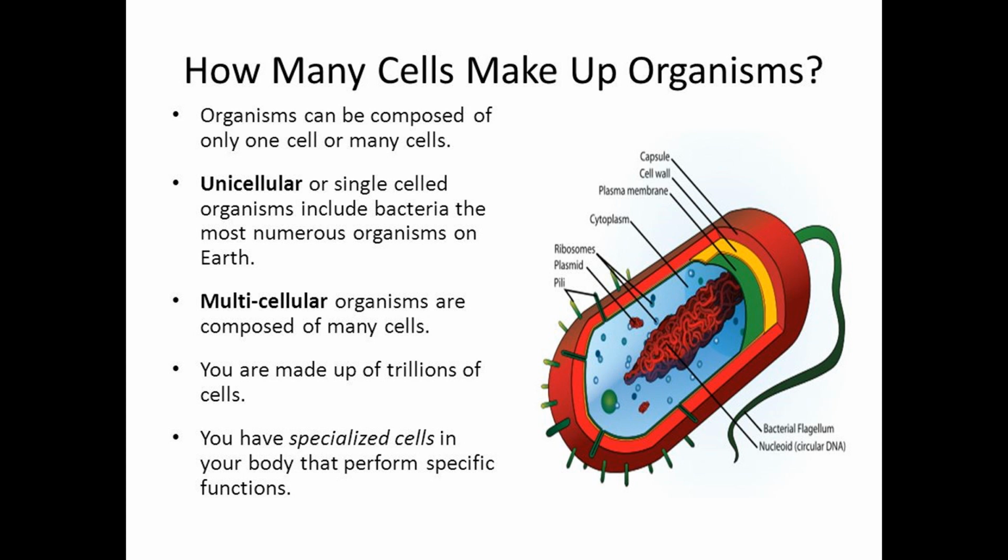Then how many cells make up organisms or living things? Organisms or living things can be composed of only one cell or many cells. Unicellular or single-celled organisms or living things include bacteria, the most numerous organisms on Earth. Multicellular organisms are composed of many cells. You are made up of trillions of cells. You have specialized cells in your body that perform specific functions.